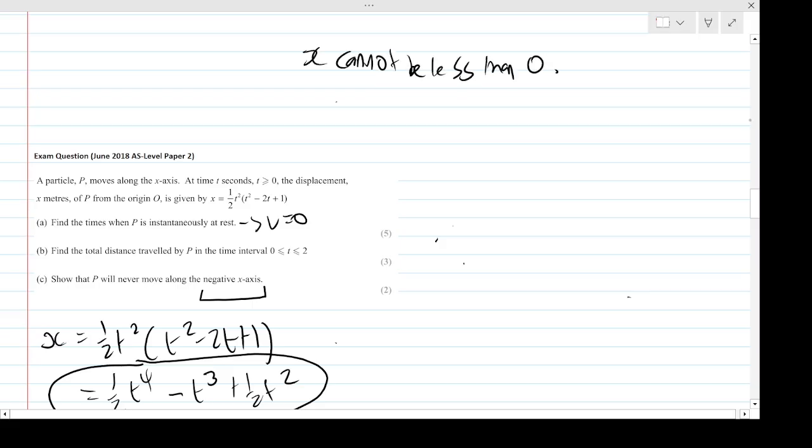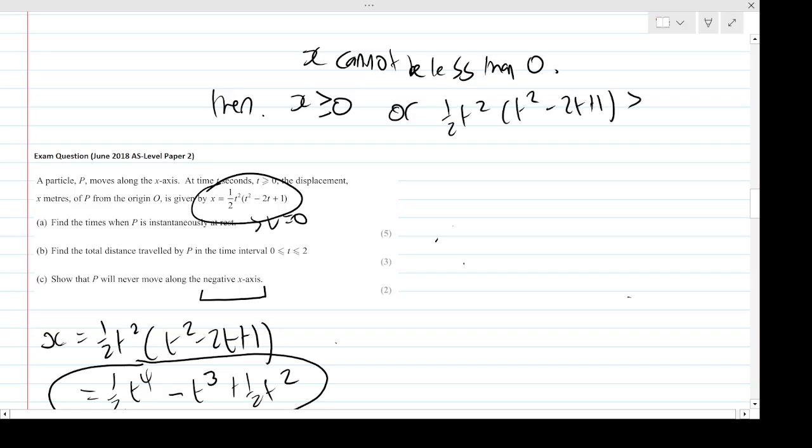That's what we want to show. Okay? But we have x here, so we need to show, in other words, if x cannot be less than 0, we need to show that x is always positive then. X is always greater than or equal to 0. So in other words, we need to show that half t squared of t squared minus 2t plus 1 is always positive.